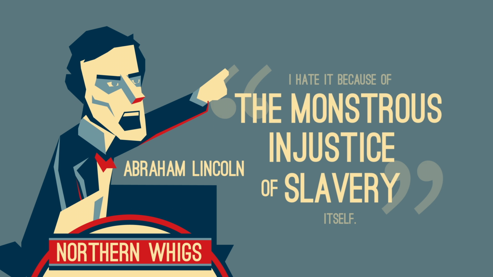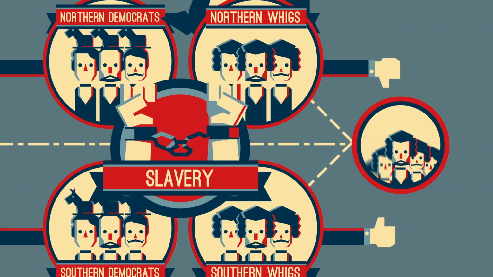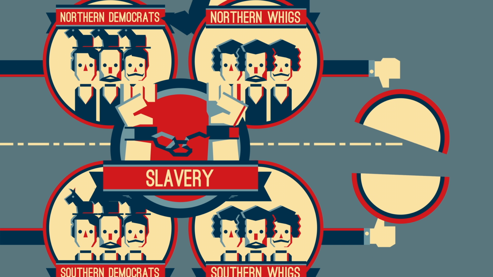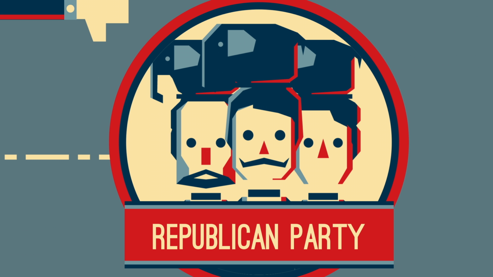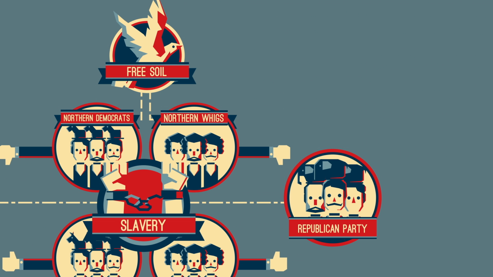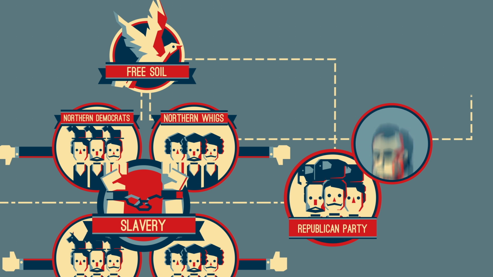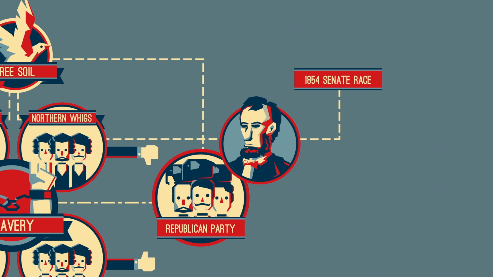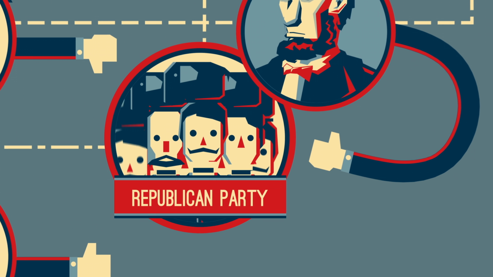By this time, the Whigs had all but ceased to exist, irreparably split between their Northern and Southern factions. In the same year, the new Republican Party was founded by the anti-slavery elements from both existing parties. Although Lincoln still ran for Senate as a Whig in 1854, he was an early supporter of the new party and helped to recruit others to its cause.